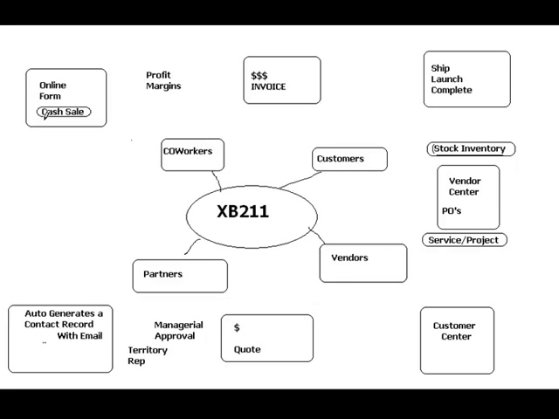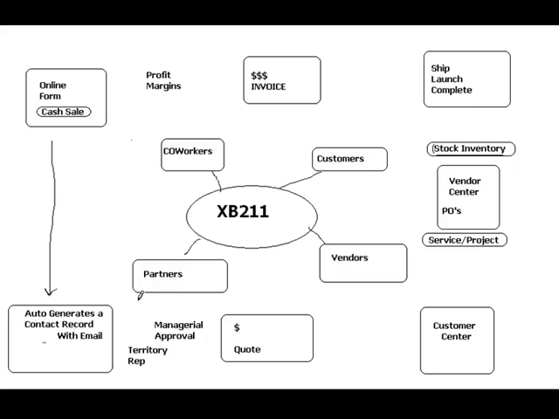So, an online form or a cash sale or an application or a selection form, some form of communication comes in, that person submits. Let's say it's a customer. The customer submits the form. The system will generate a contact record with, we're assuming, an email address. That email address allows us to communicate in real time with our customer.